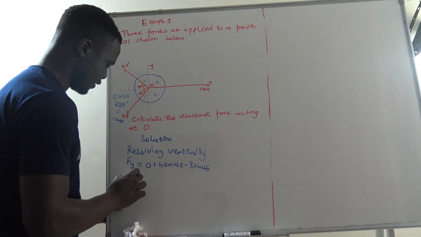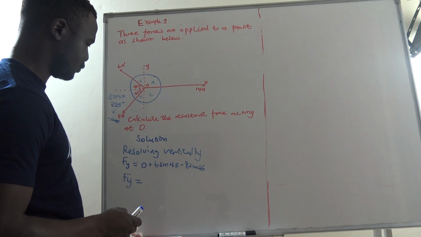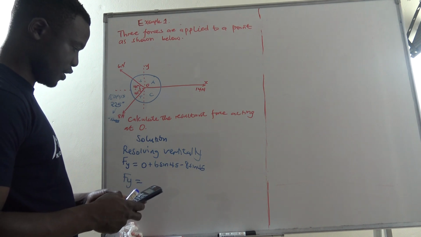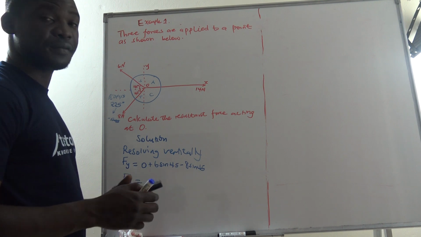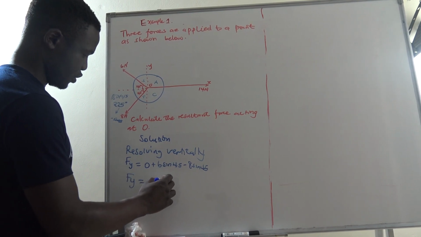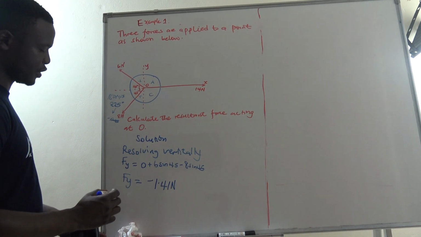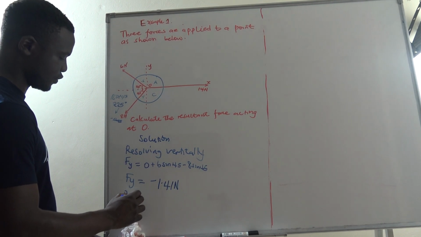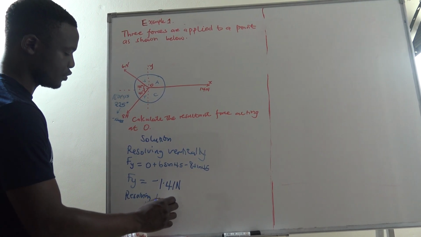So let us get our answer here. Get the calculator. Here we have 6 sine 45 minus 8 sine 45. And from the calculator, we get negative 1.41 newtons. Now, we have finished resolving vertically. Now, let us resolve horizontally.